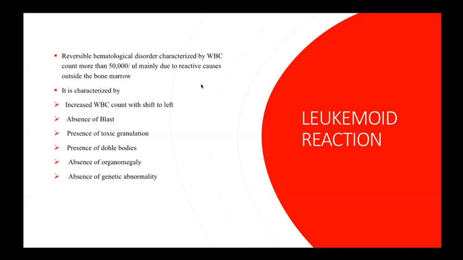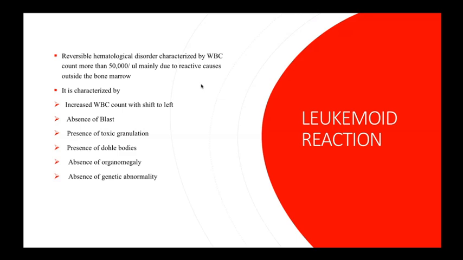What are Dohle bodies? Okay, Dohle bodies are the basophilic structures which are present in the periphery of the cytoplasm of a neutrophil. It is seen in an inflammatory condition. Absence of organomegaly, there was no hepatosplenomegaly or lymphadenopathy, and absence of genetic abnormality. So this will make the diagnosis of leukemoid reaction.